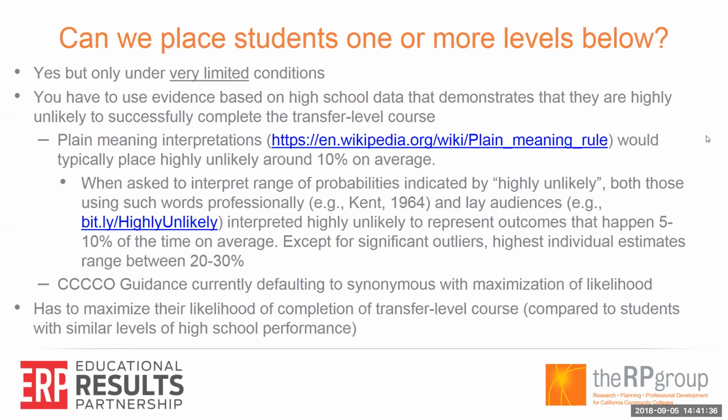The guidance from the Chancellor's office right now is defaulting to synonymous with the maximization of likelihood. So let's talk about that other rule that you have to meet. If you're going to place them below transfer level, you have to be able to demonstrate that they are going to be more likely to complete the transfer level course compared to students with the same levels of high school performance. So you can't say these students are more likely than students that we've had before. You have to look within the level of performance. So that's one of the reasons you need to have that high school information involved in this process, because that's going to be an important part of your evidence base.